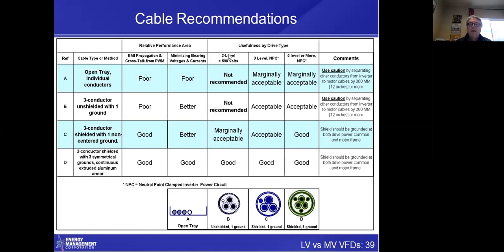So here's a 2-level drive, and on a 2-level drive, this is all low voltage and some medium voltage. They say not recommended for open cable tray, not recommended for 3 conductor unshielded with 1 ground. 3 conductor with 1 non-centered ground and a shield is marginally acceptable. And so they're recommending as a minimum, if you want to be in that good column, get yourself that VFD cable that has 3 conductors, 3 grounds, and a shield. If you go with a 3-level drive, and you remember we went with 3 levels, and NPC is neutral point clamped, which a lot of drives have, then open cable trays are actually marginally acceptable. It's not acceptable to me, but the manufacturer, and this is T-Mic, says that's marginally acceptable. When you get into these other 3, then it's acceptable and good because the waveform is so superior.